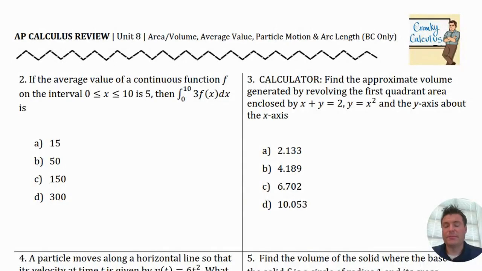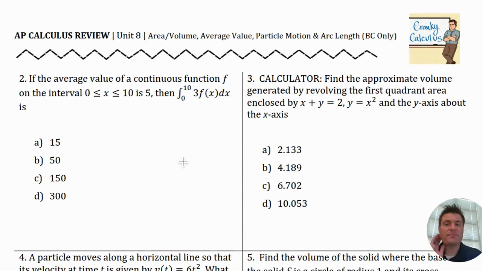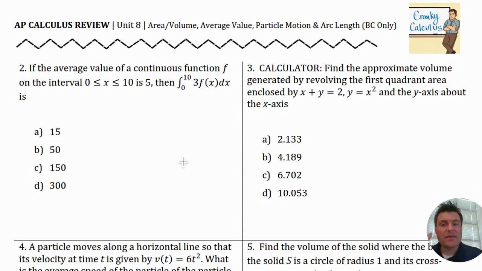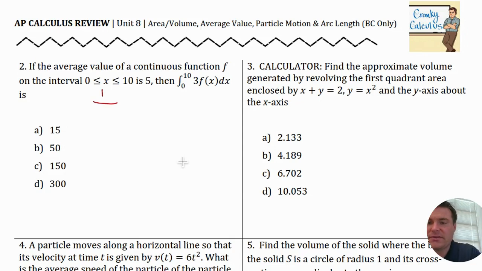Let's go ahead and look at this multiple choice section for our Unit 8 review. In number 2 here, we have the average value of a continuous function f in the interval from 0 to 10, and that is 5. Then the integral from 0 to 10 of 3 f of x dx is... So let's go ahead and use our average value formula. That's going to be 1 over b minus a, integral from a to b, and I'm just filling in the blanks here. That's our average value formula if the a value is 0 and the b value is 10. And we know that in this problem this is equal to 5.